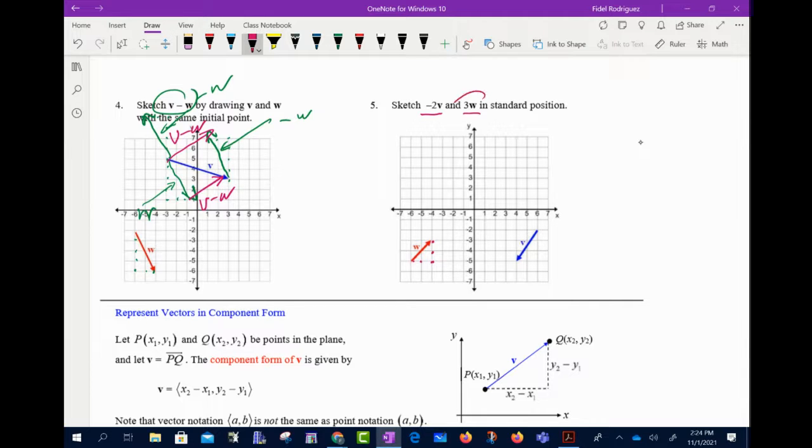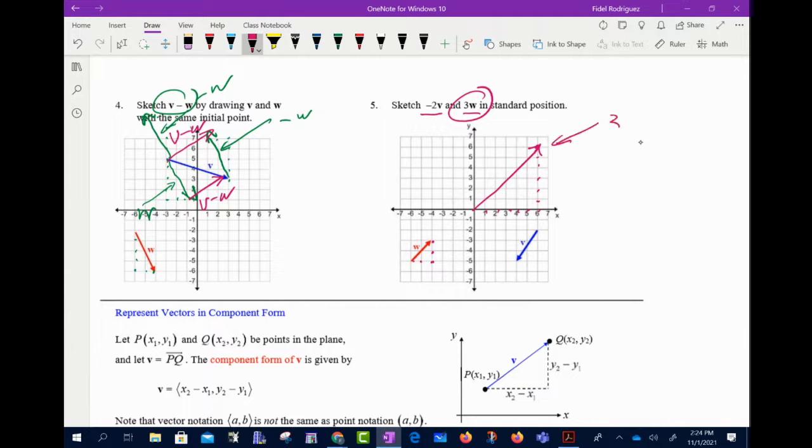But we don't want to just do w, we want to do 3w. So 3 times that amount. So instead of me going 2 spaces to the right, how many spaces to the right would I need to move? There you go. 1, 2, 3, 4, 5, 6. And it's going to look like this.